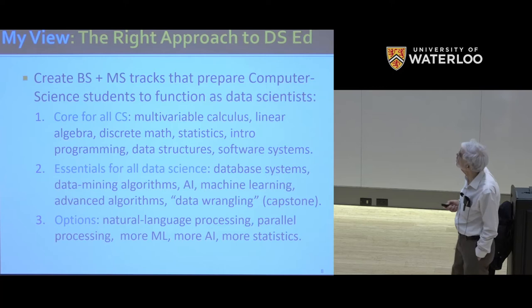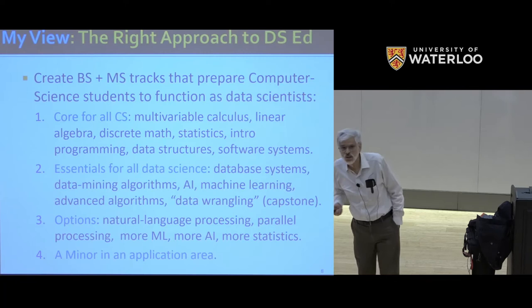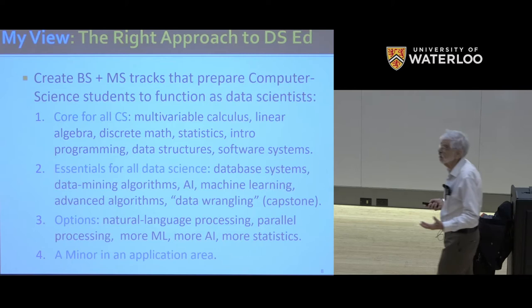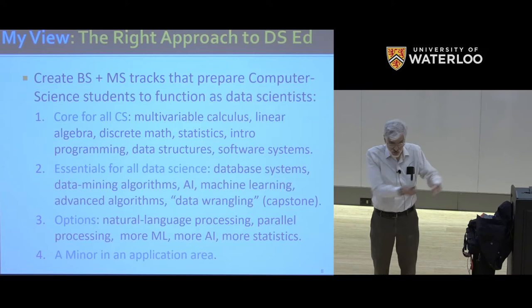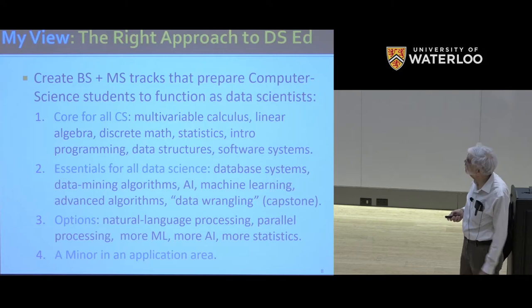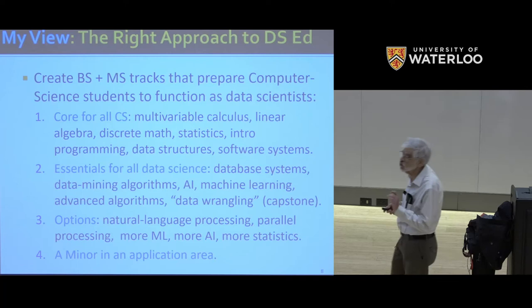And then, of course, it would be good to add a minor, especially at the master's level. It's maybe hard to fit this all in at the bachelor's level, but you ought to at least have experience with some kind of an application. Projects in which you've got somebody who knows how to compute and somebody who knows what to compute about, and they're supposed to talk to each other and they don't really understand what the other is saying, is not an adequate arrangement. So I would say trying to give everybody some experience in some application area is a good idea.